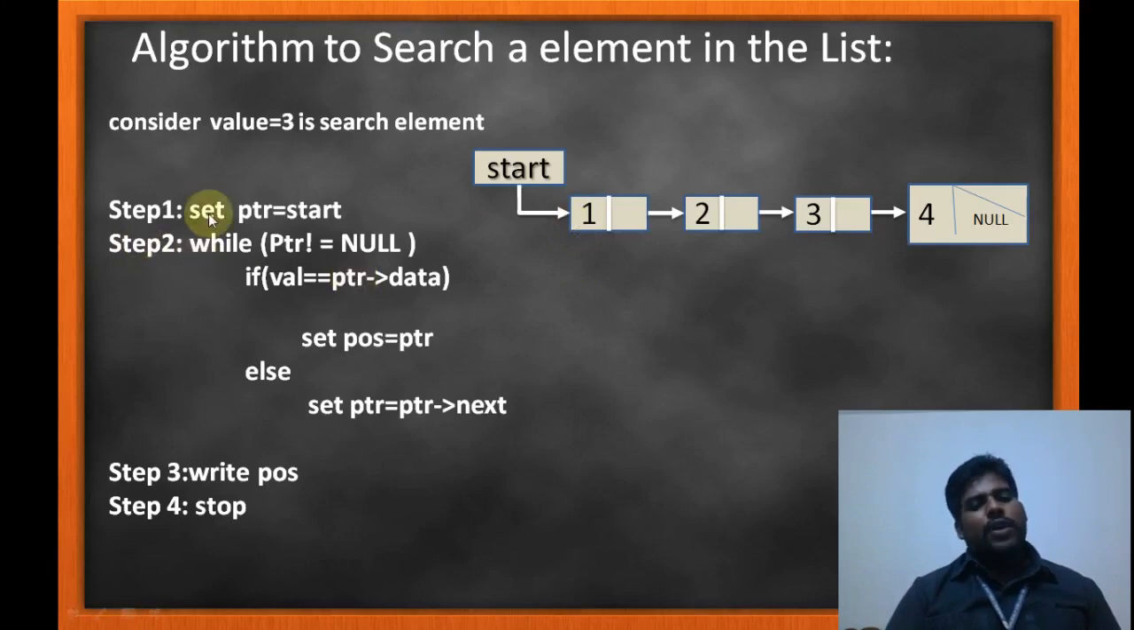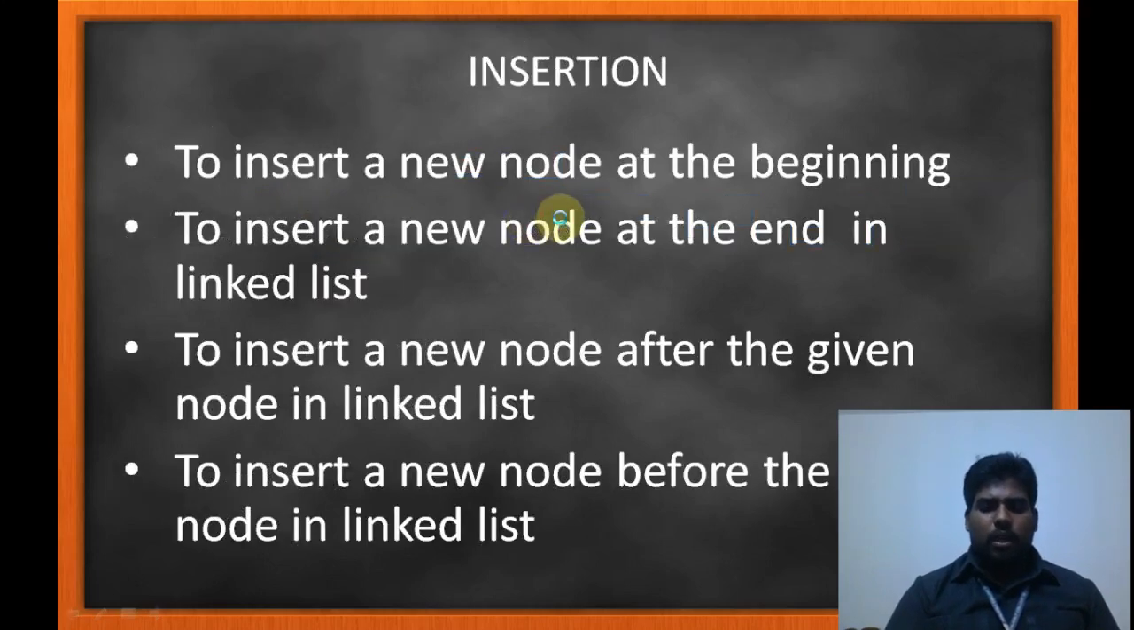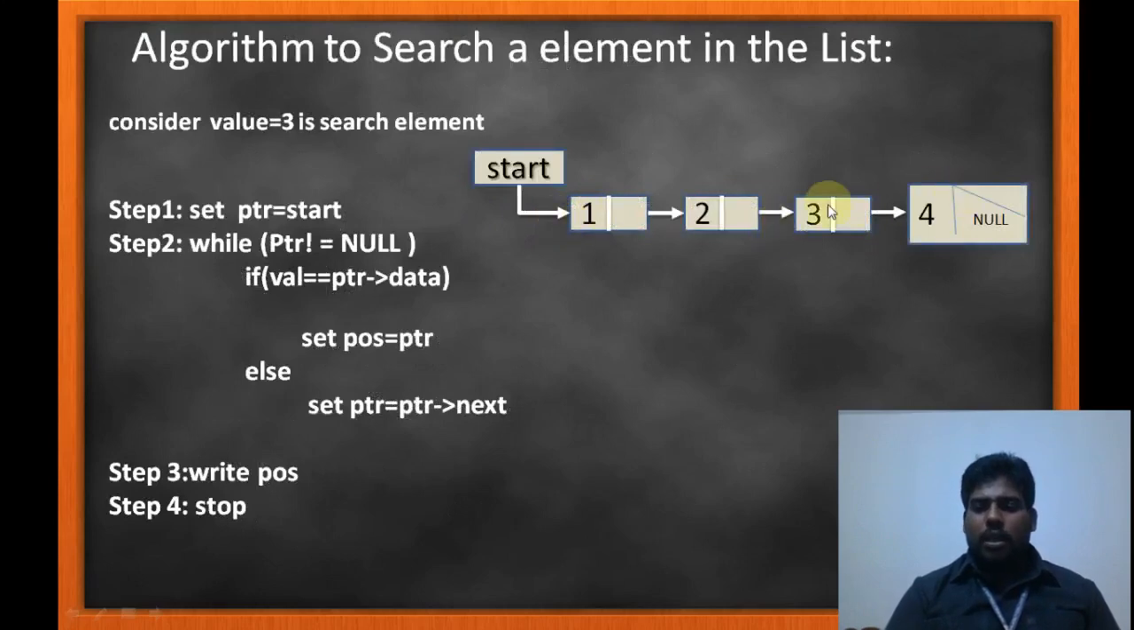So first step, set pointer equal to start. Here I am considering the start as PTR. The other name of the start is PTR, that is, I am initializing PTR to start. Now, PTR not equal to null. Whether this PTR is null? No. Here it has 4 elements, 4 nodes, so it is not null. While PTR not equal to null, the condition is true. So it will come to the next condition.